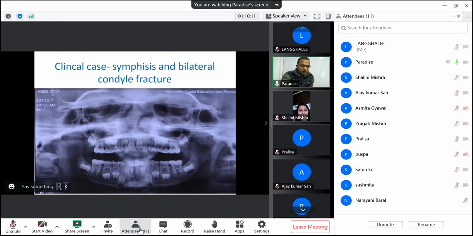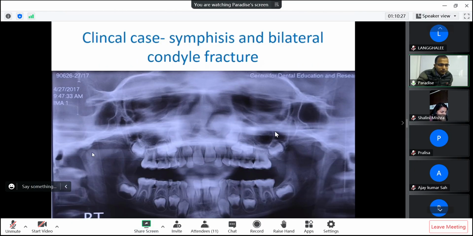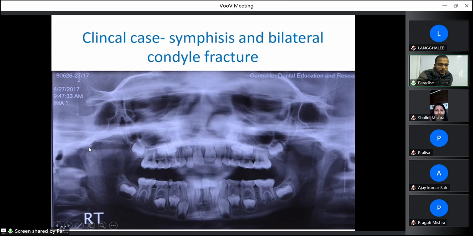Another fragment is still there. So it is a condylar head fracture on the right side. Okay, this is posterior part, this is the anterior part. This is condylar head fracture, sagittal split fracture. And it has been displaced anteriorly medially. You can see the condyle is present just below the articular eminence instead of present in the fossa. Okay, so there is bilateral condylar fracture.